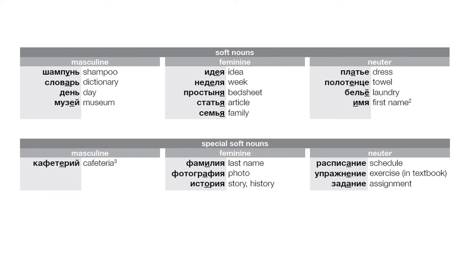Задание. Now you can see that the special nouns, special soft nouns, are quite easy to spot. They have this e in front of that ending. So e i kratkaya for masculine special softs, e ya for special soft feminines, and e ye for special soft neuters. So these are very easy to spot. We'll talk more about them later. There are very few masculine special softs, but there are tons and tons and tons of special soft feminines and special soft neuters, and we'll learn why that is later in the course.